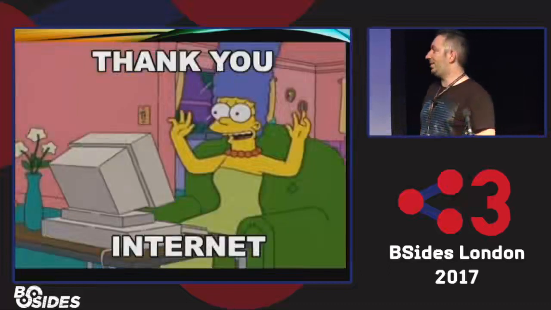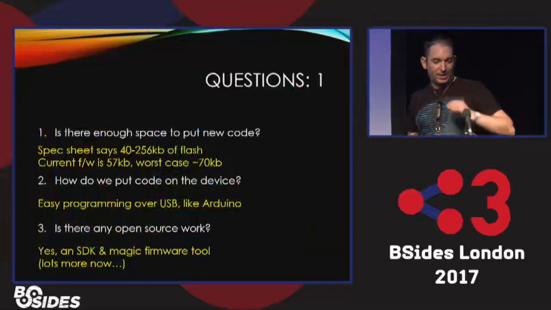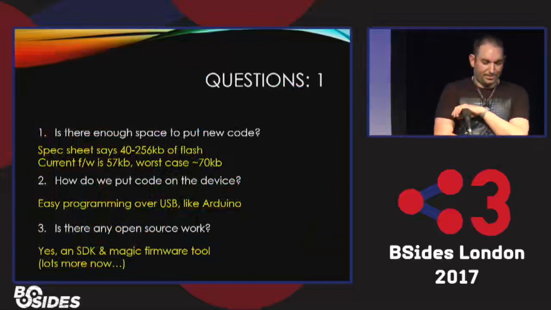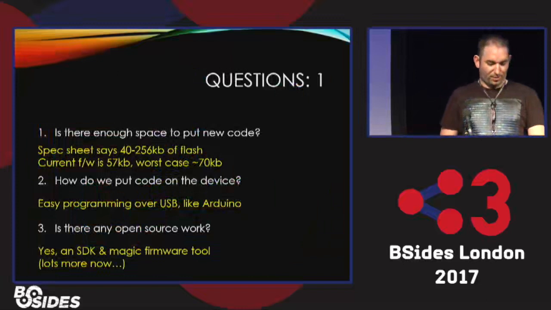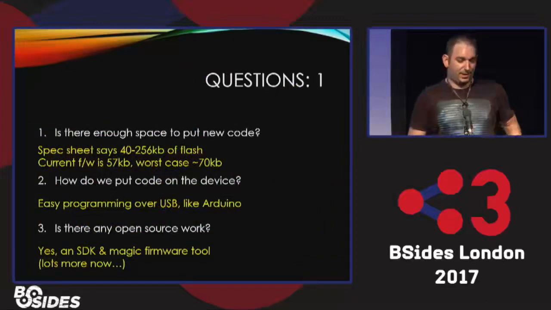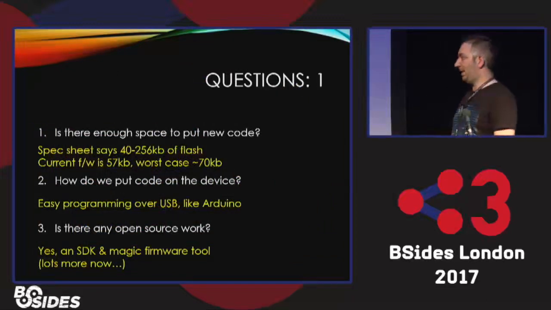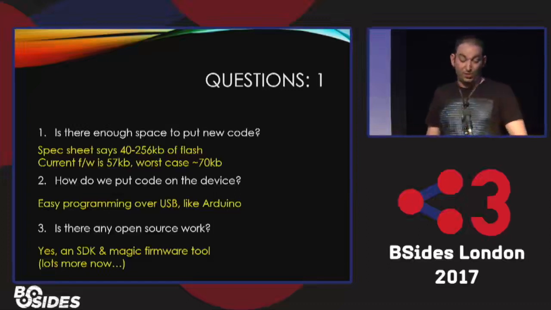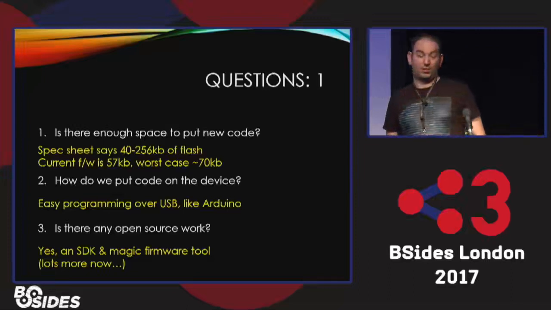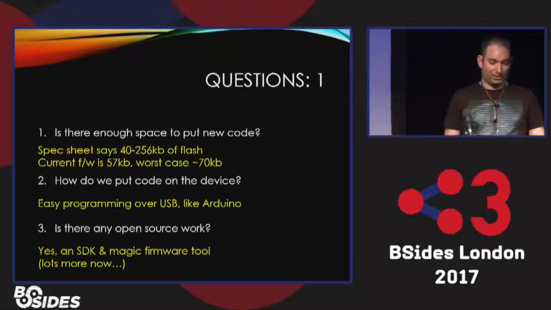So thank you, Internet. So back to our questions. We'll answer them really quickly. Is there enough space? Well, based on how big the current firmware is, I think we've got about 70K to play with. How do we put code on the device? Well, you program it over USB. It's a lot like programming in Arduino. The specifications are out there, it's quite easy to do.